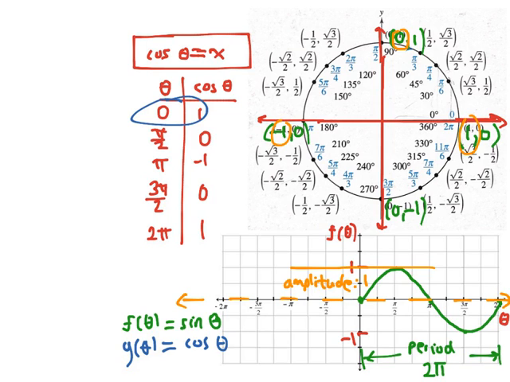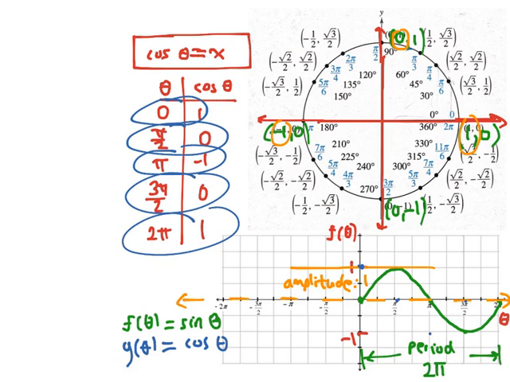So I have 0, 1, which is right here. I'm going to plot these points. I have pi over 2, 0, which is right here. I have pi, -1. I have 3 pi over 2, 0. And I have 2 pi, 1. So this is one cycle of the cosine wave that you see here in blue. The period of the cosine function is 2 pi radians, and it also has an amplitude of 1.